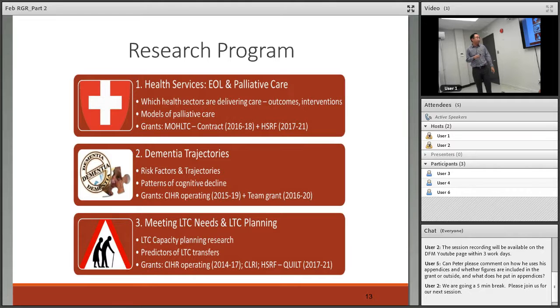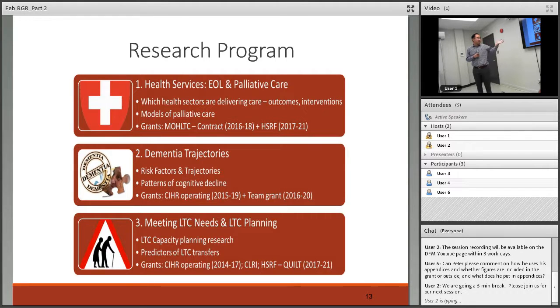I'm part of the division of palliative care now. So we look at how care is delivered at the end of life, and what's the effectiveness of that care. Part of the end of life, obviously we look at people with dementia, so we have a few grants on dementia, looking at risk factors for development of dementia, and then looking at what are the predictors of transitions between care needs.